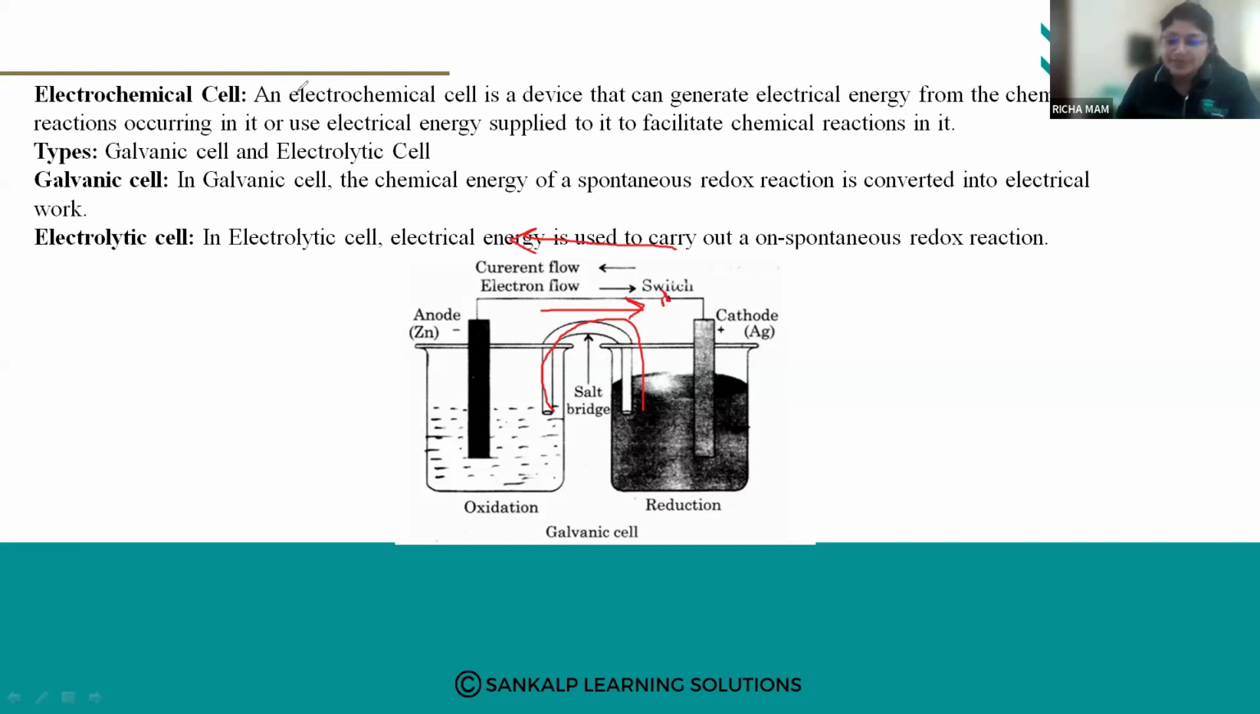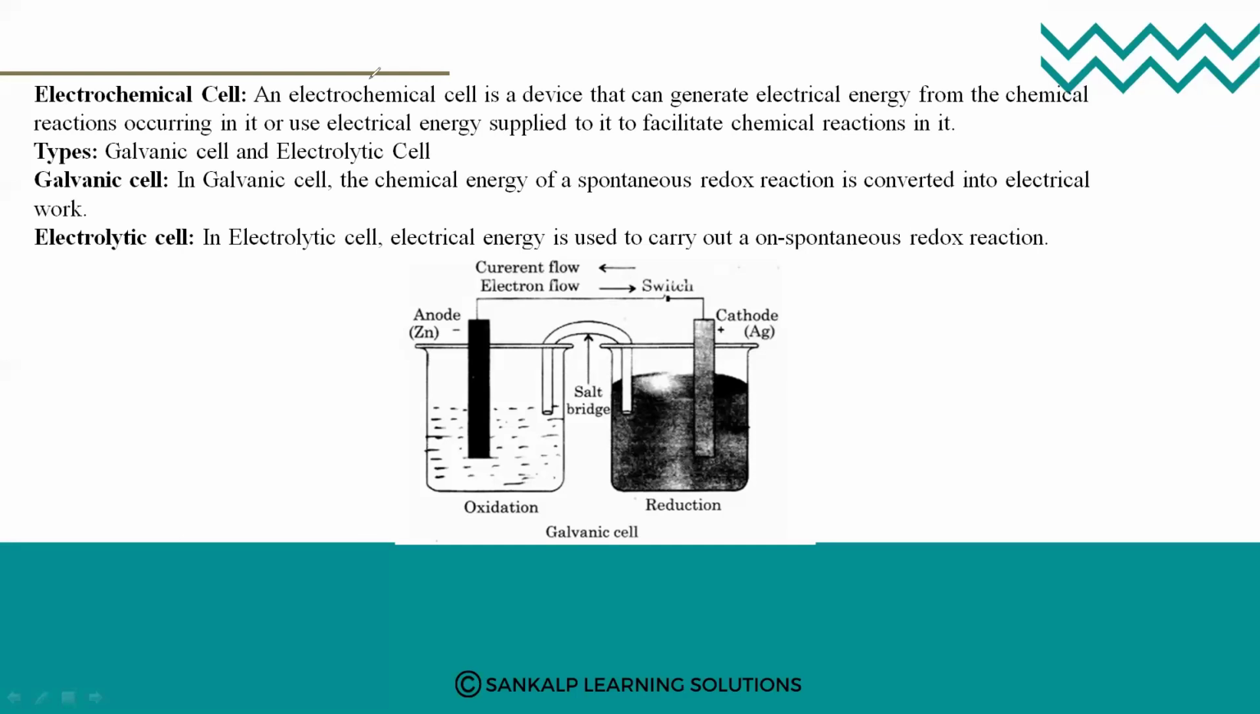So the best example of a galvanic cell is the Daniel cell. Important for 5 marks, and important for 3 marks. How will it be asked? You have to explain the construction and working of the Daniel cell. So this is a Daniel cell.